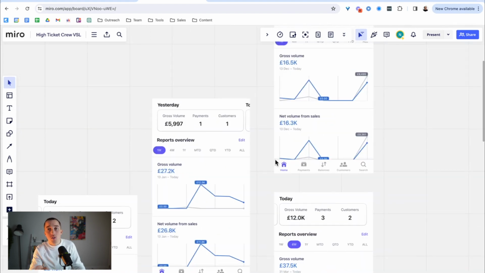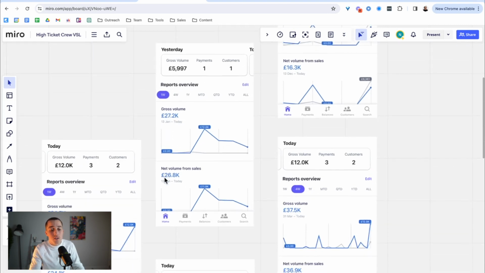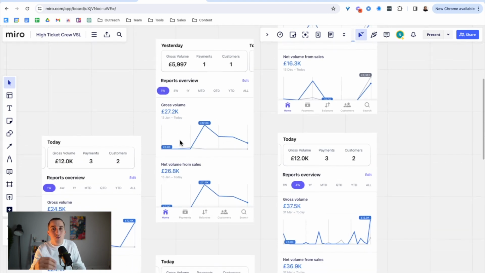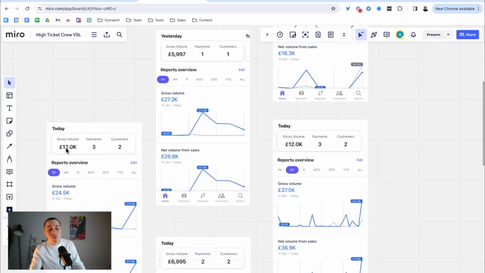So if you're watching this and you're used to US dollars, add an extra 5K to this, because I'm making about, I think 27K might be about like $34K in a week. When we're talking 12K in a day, we're talking like 15K in a day.